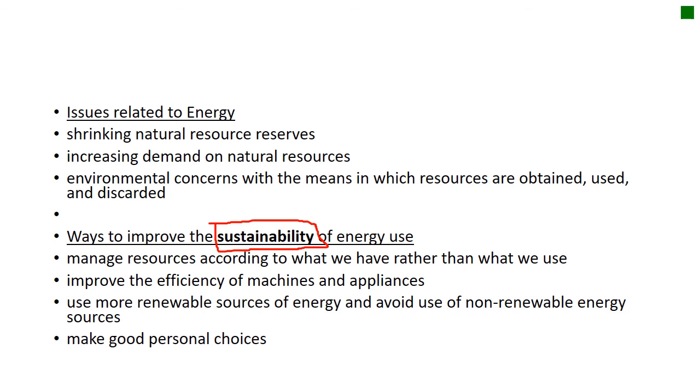Sustainability is the whole idea that we have to use and manage our resources responsibly to make sure that people in the future of our society have access to resources. So we have to manage our resources. We have to improve the efficiency of machines and appliances that we use. Whenever we have the possibility of using renewable resources to get our energy needs, we choose those over non-renewable resources. It takes some personal decision making, and it also takes societal decision making.